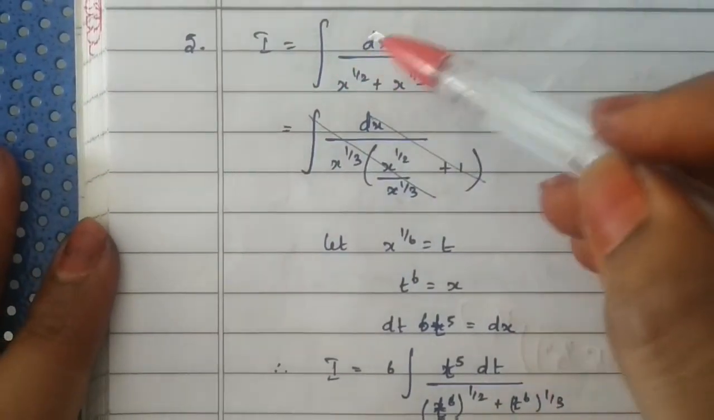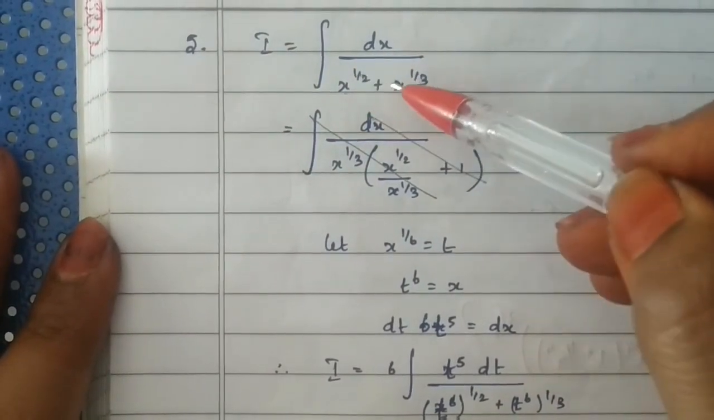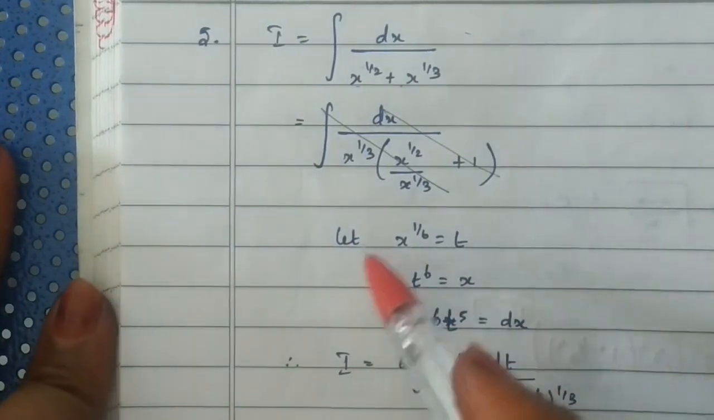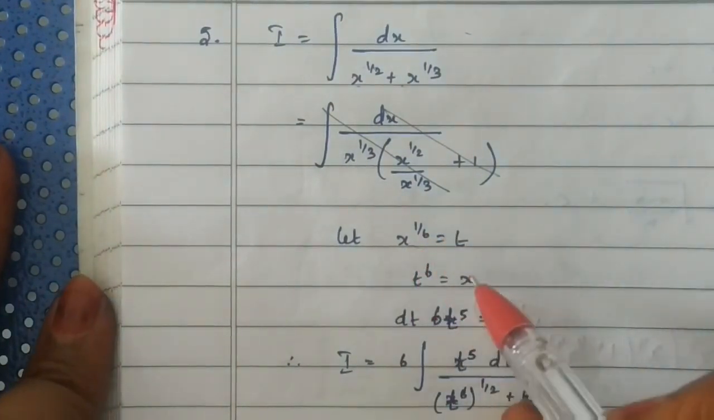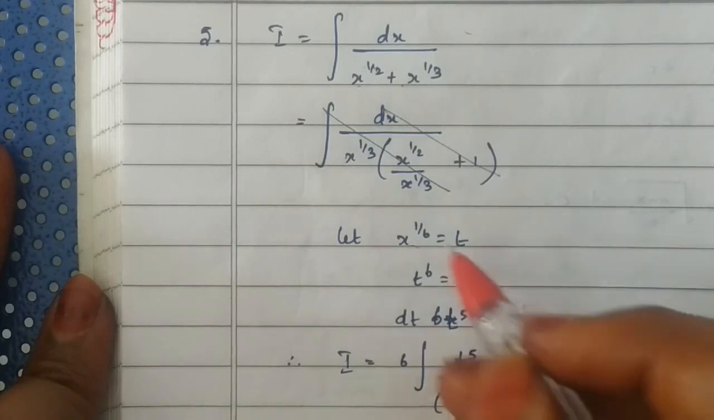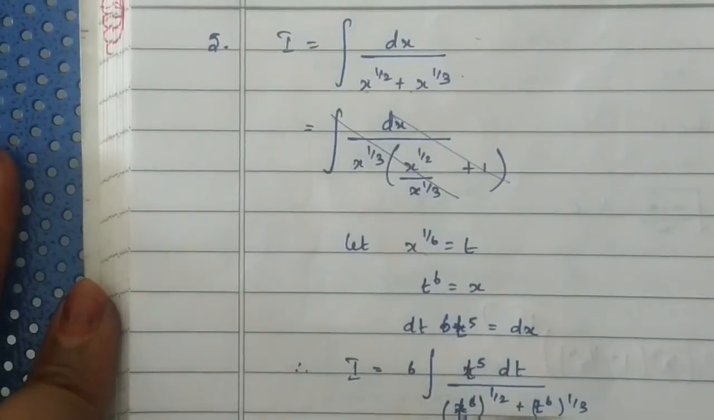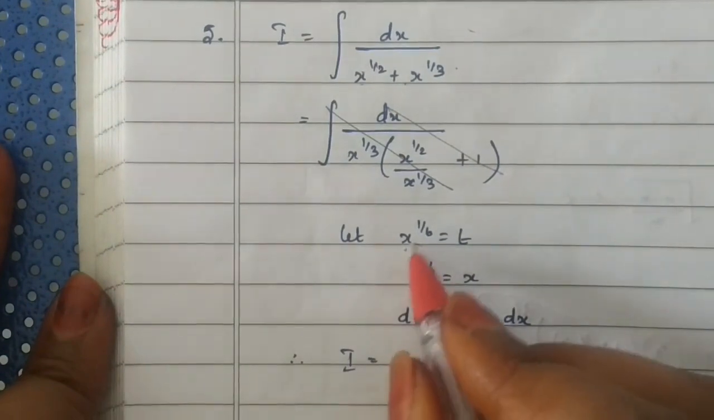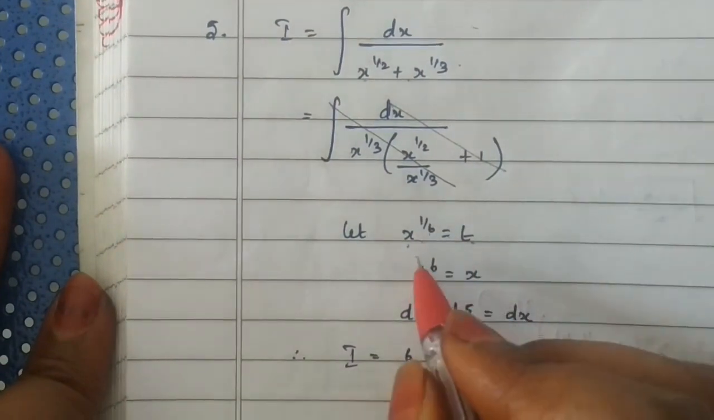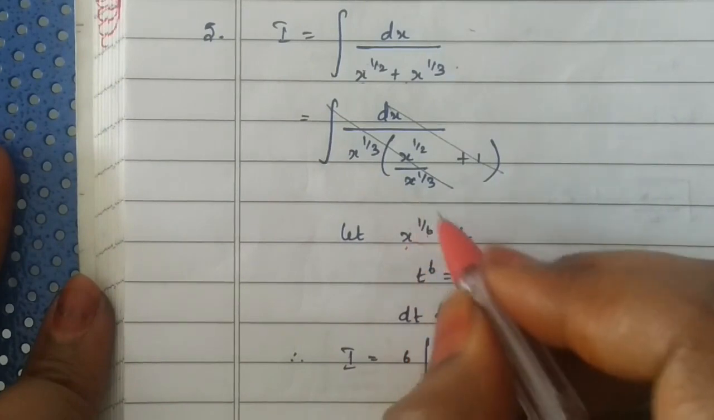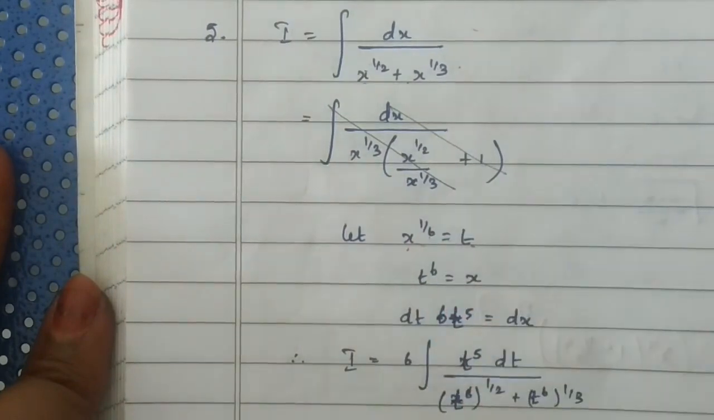Here the integral over dx divided by x power half plus x power 1 by 3. Here we have taken x power 1 by 6 to be t. Why we have taken it is because when you take the LCM you will be getting x power 1 by 6. So let us assume x power 1 by 6 to be t. Therefore, when you take the 6th power you will be getting t power 6 is equal to x.